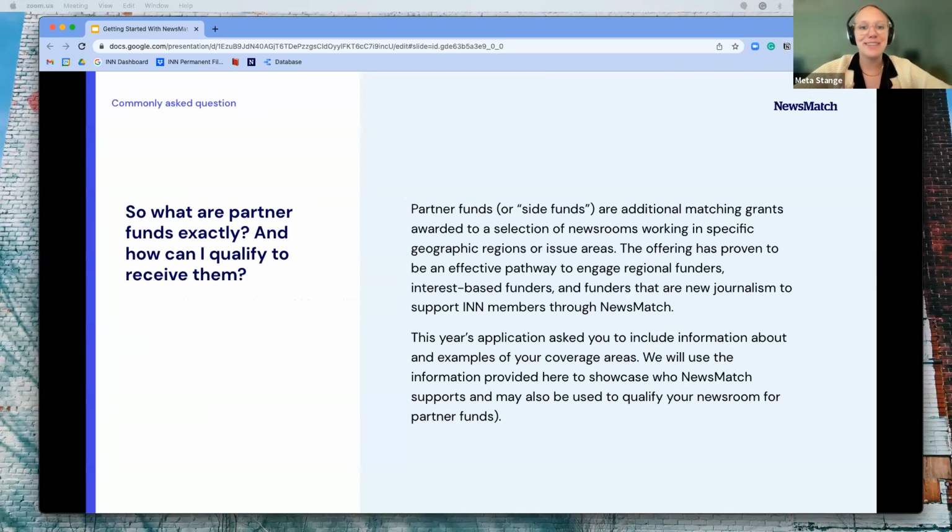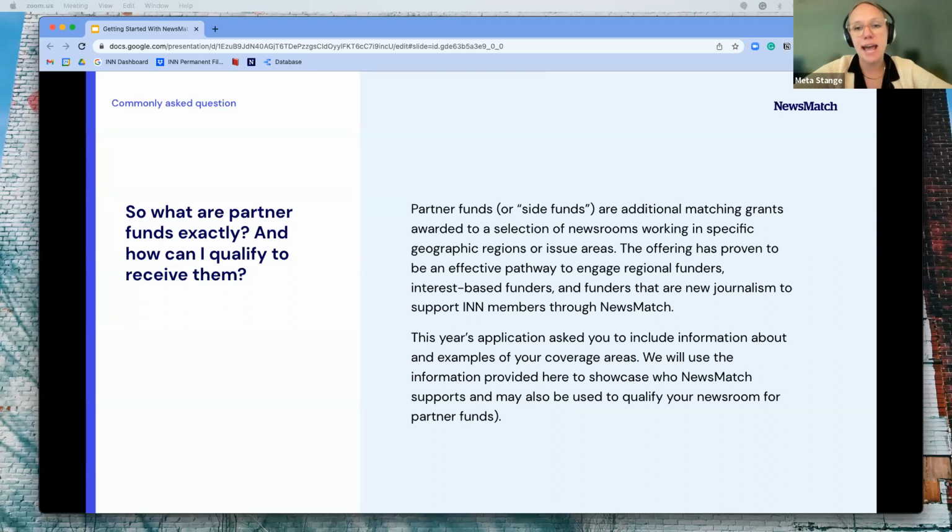So you've heard me mention this a couple of times at this point, but what the heck are partner funds actually? Partner funds are additional matching grants awarded to a selection of newsrooms working in specific geographic regions or issue areas. These funds generally come from funders who may not have supported journalism before, but invest in nonprofits around Chicago or have an arm dedicated to supporting health or wellness or other specific issues. We've seen this as an effective way to engage funders who may be new to supporting journalism.